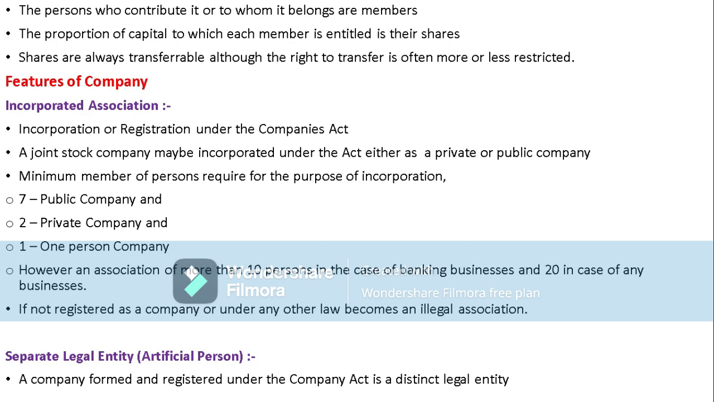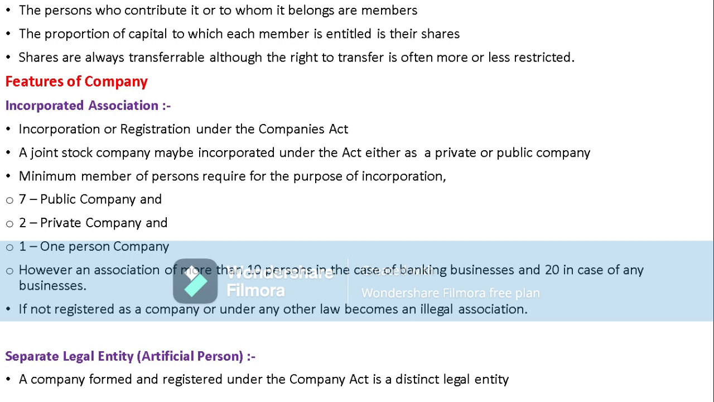Now coming to the second aspect, separate legal entity, or the artificial person. So what does separate legal entity mean? A company formed and registered under the Company Act is a distinct legal entity. What does distinct legal entity mean? Distinct means different, differentiated. In a company we will have members as well as the company, and the members are known as the agents of the company, because in order to function, the company works through these agents. So members are there in a company, and the company is also there.